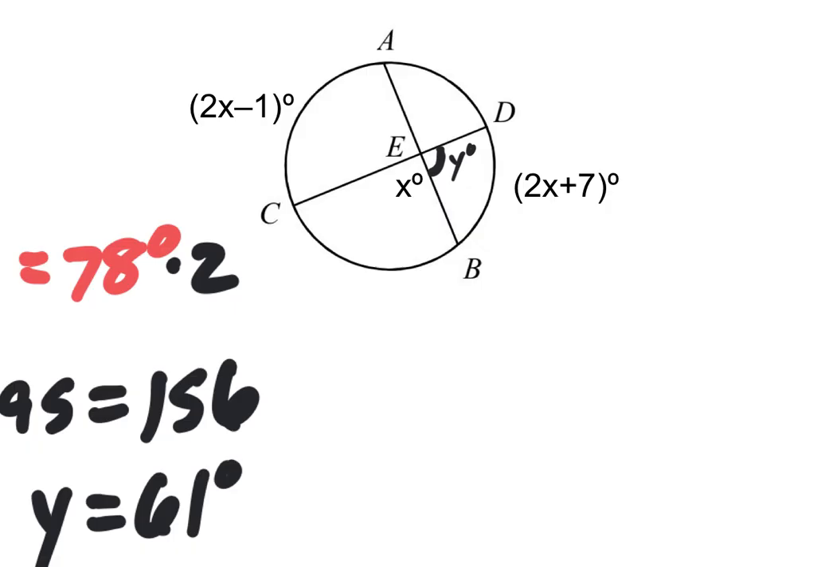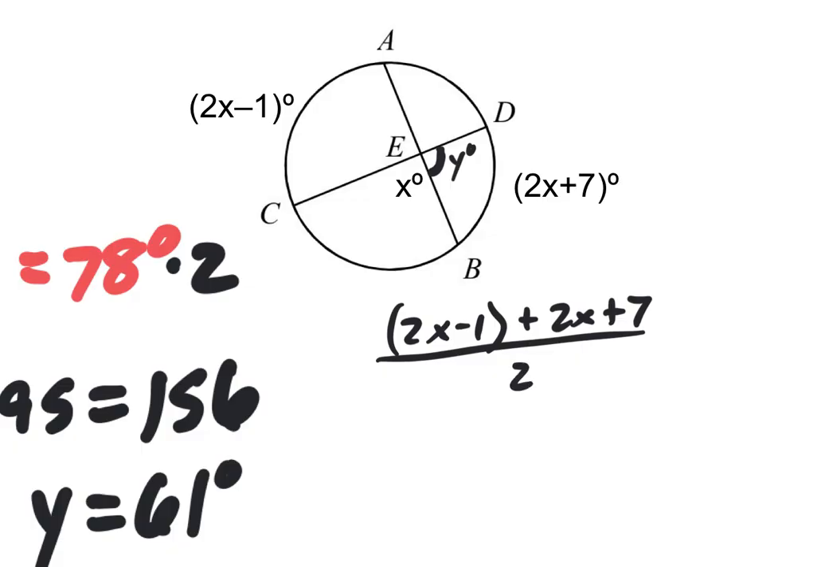So as I look at these two, then I'm going to do 2x minus 1 plus 2x plus 7 divided by 2. And I could set that equal to y, right? Because we didn't have a y in our original problem, but that is what y is.